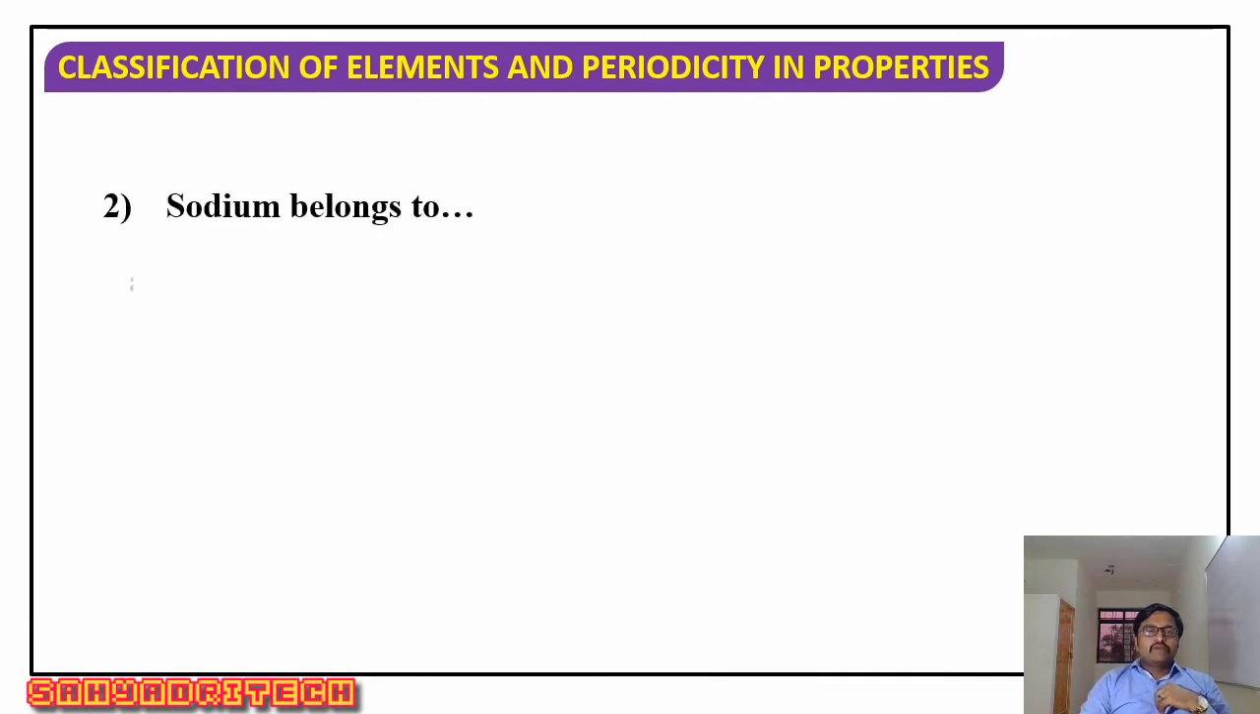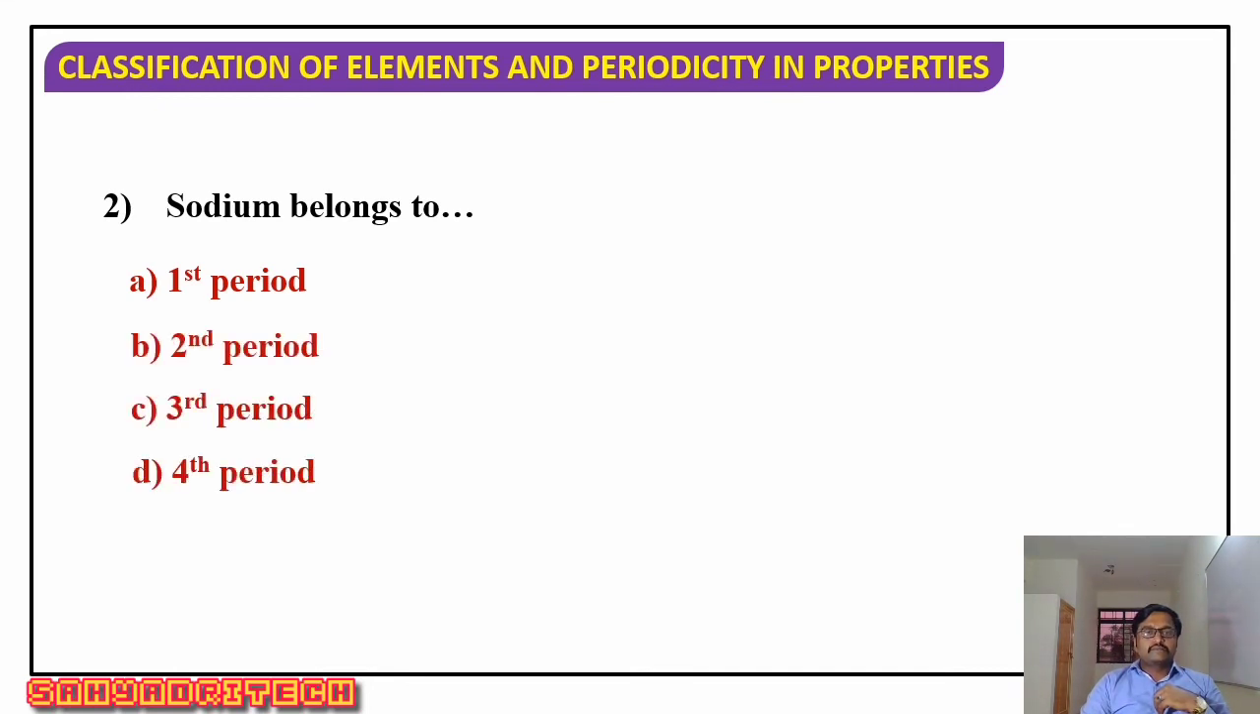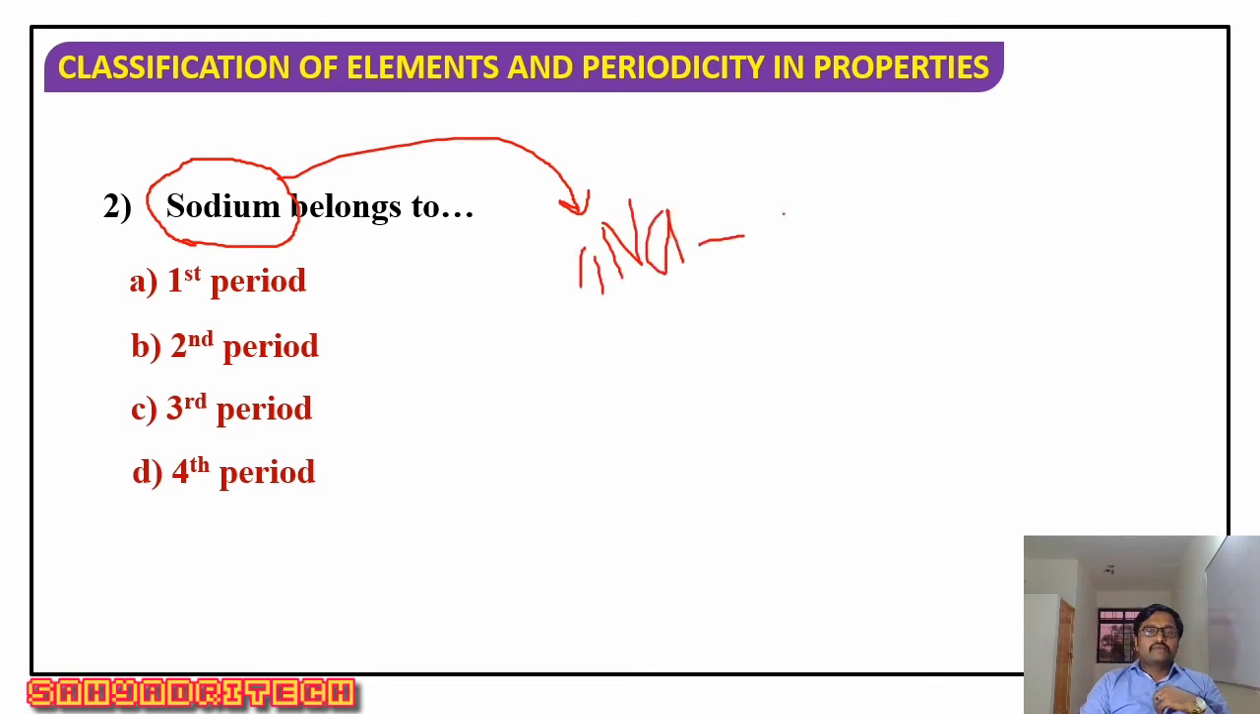Sodium belongs to which period: first, second, third or fourth? Sodium's atomic number is 11. If you write the electronic configuration, it is 1s2 2s2 2p6 3s1. Now to find the period, what do we look at?